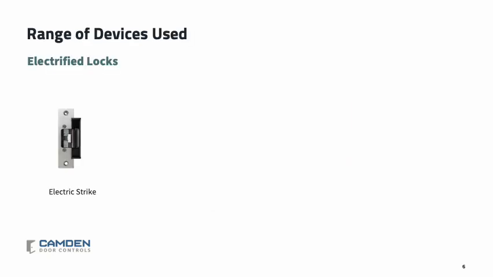Let's start by looking at the range of electrified locks that can be used in privacy systems. As we've discussed, electric strikes are by far the most common electrified lock that's being used. And these are typically grade 2 ANSI strikes designed for cylindrical and mortise lock sets. Note here that designers have the option to select an electric strike with a built-in latch monitor switch. This can be used to monitor the door position, which would avoid the need for a magnetic door contact.